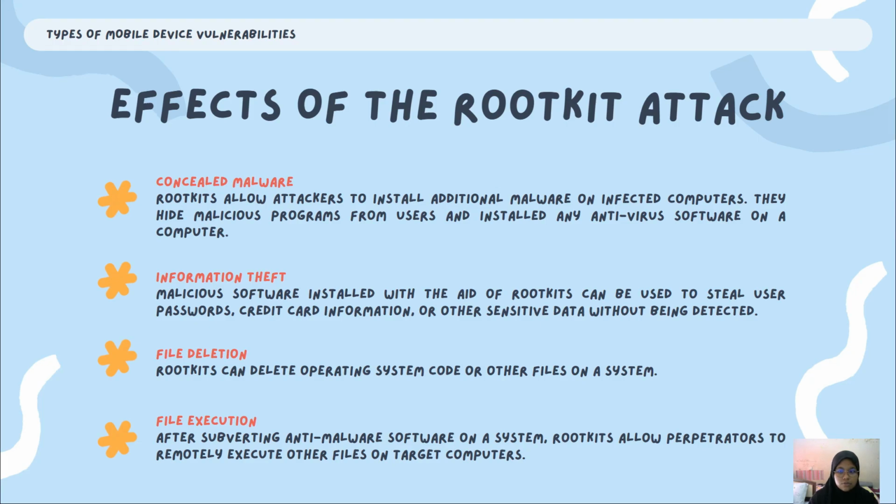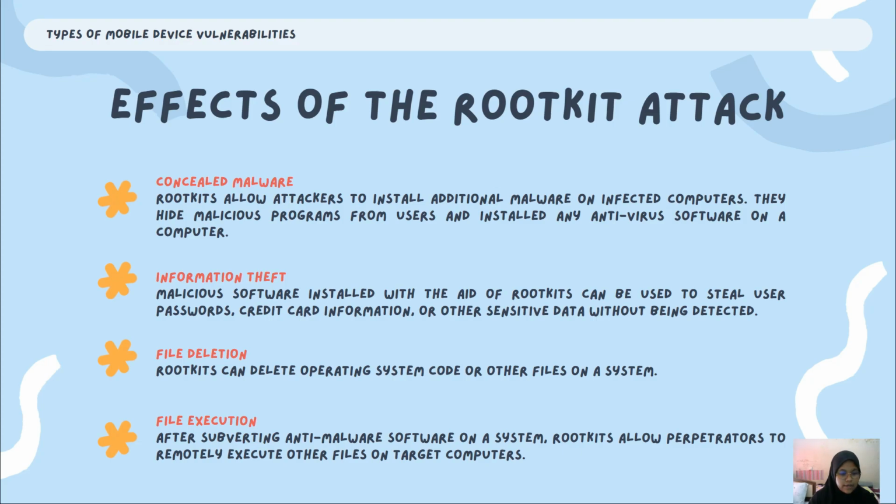Okay, the effects of a rootkit attack. The first one is concealing malware. Rootkits allow attackers to install additional malware on an infected computer. They hide malicious programs from users and installed antivirus software on a computer. The second one is information theft. Malicious software installed with the aid of rootkits can be used to steal user passwords, credit card information, or other sensitive data without being detected.